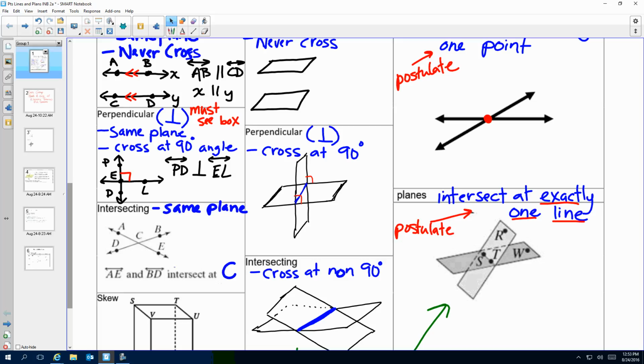And you must see the box. On the figure, you have to see this red box, or a box showing that the lines are intersecting exactly at 90 degrees. If you don't see that, you can't assume it. They either have to say it in words, or they have to say it with a symbol.